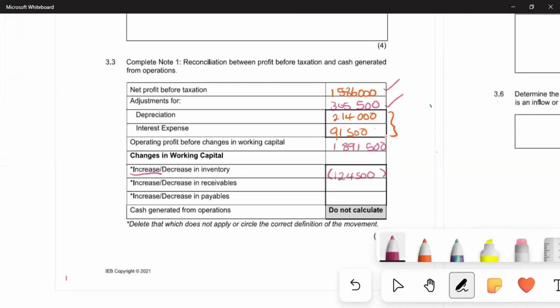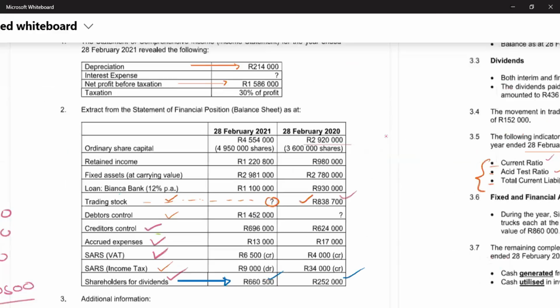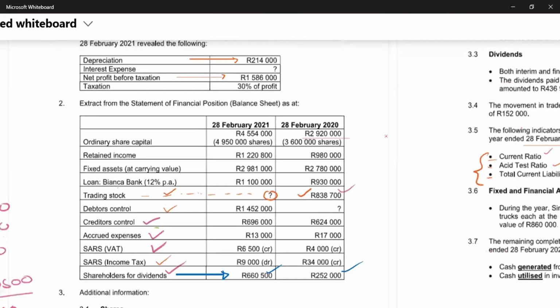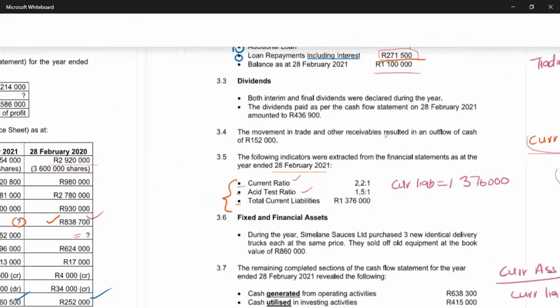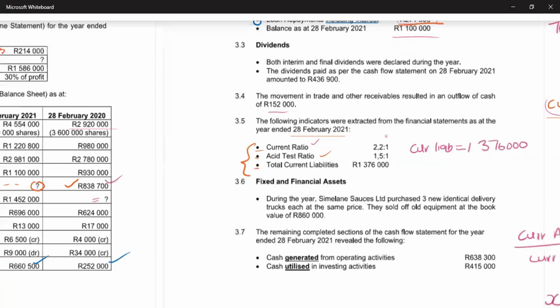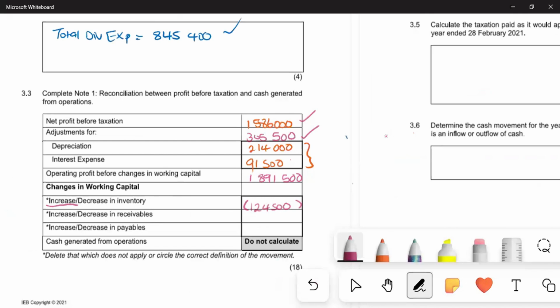All right. Now, receivables. For receivables, we only have debtors control. We're not given the balance at the beginning. Let us see from the additional information. And also remember 3.4, it says the movement of trade and other receivables resulted in an outflow of cash of 152,000. Okay, so they already give us the movement. So outflow 152,000. So I'm going to put brackets.